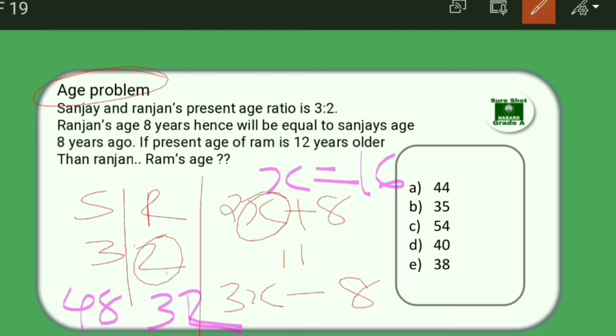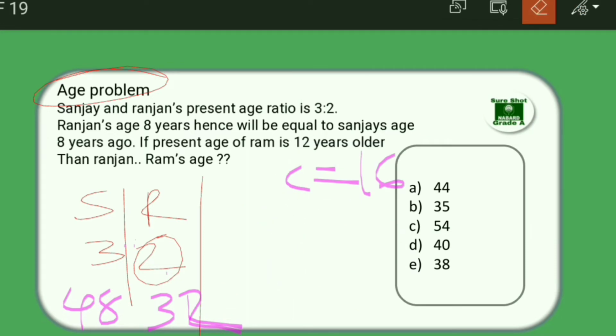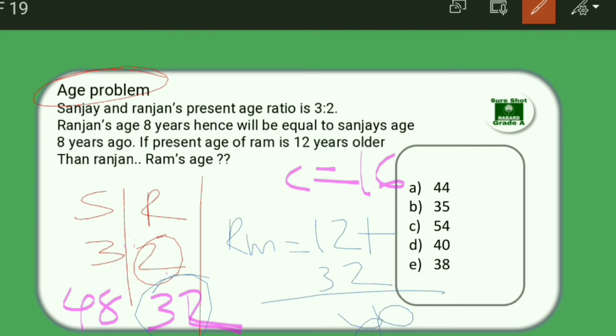I'll just erase this part. Now what's given? The present age of Ram is 12 years older than Ranjan. Ranjan's age is 32, so Ram's age is 44.